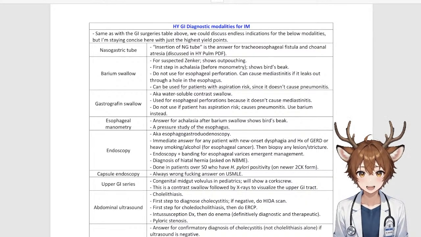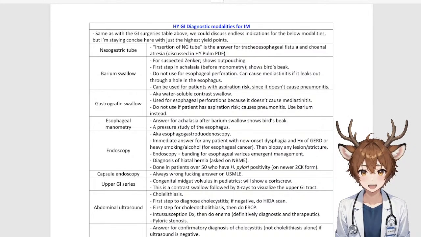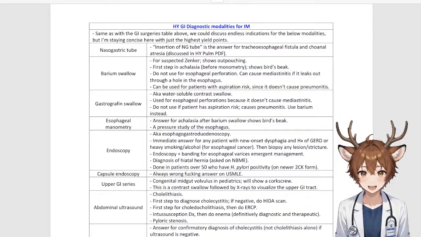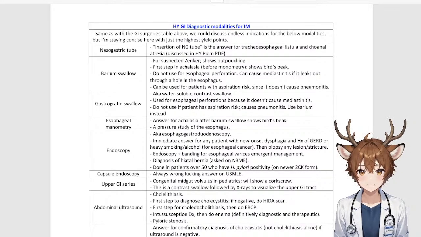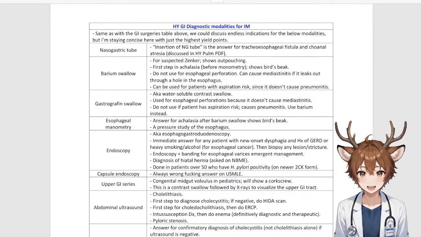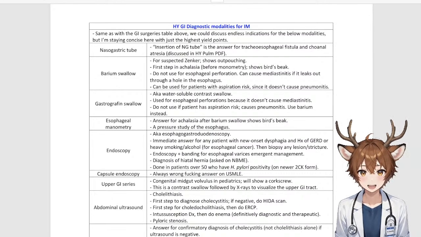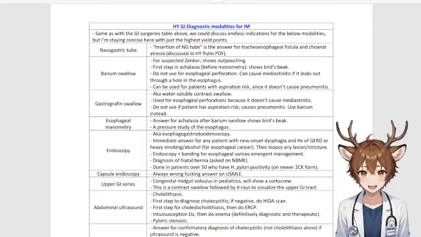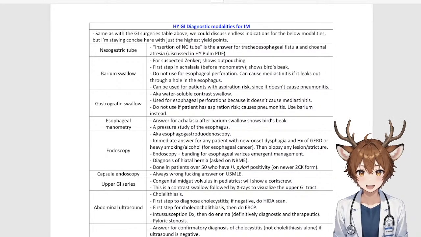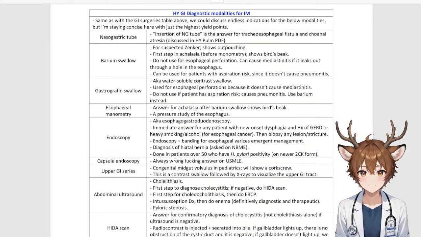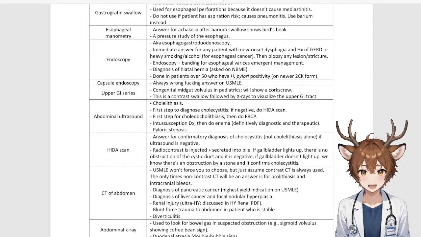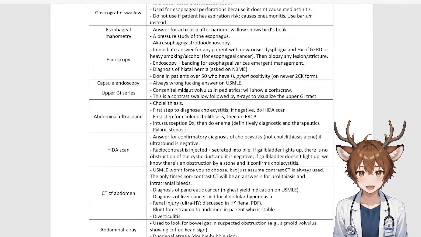Do not use barium for esophageal perforation. It can cause mediastinitis if it leaks out through a hole in the esophagus. It can be used for patients with aspiration risk since it doesn't cause pneumonitis. Gastrografin swallow, aka water-soluble contrast swallow, is used for esophageal perforations because it doesn't cause mediastinitis. Do not use it if a patient has aspiration risk, since it causes pneumonitis; use barium instead. Esophageal manometry, a pressure study of the esophagus, is the answer for achalasia after barium swallow shows bird's beak.